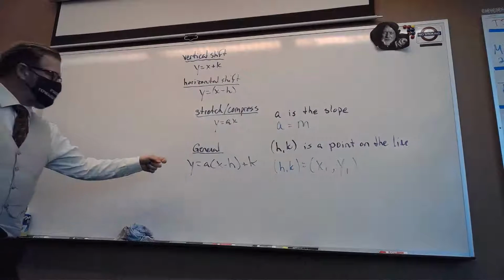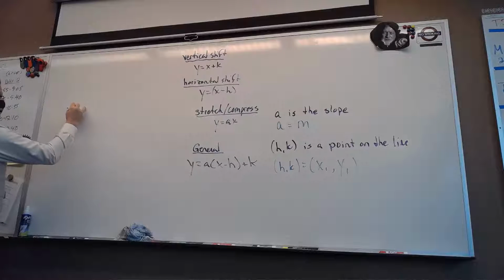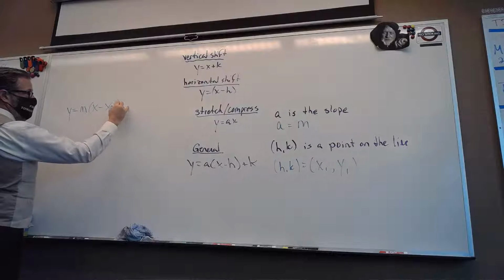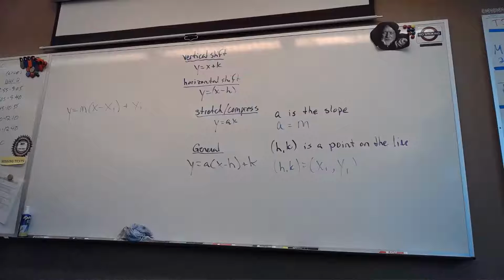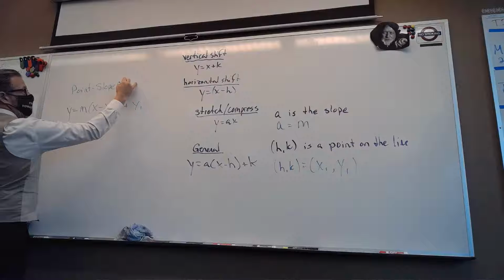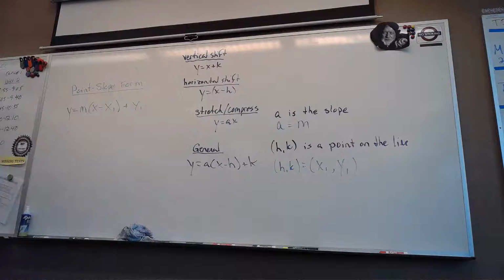And I can now rewrite the general equation of the line as y equals m times (x minus x1) plus y1, where x1 and y1 are some point on the line, and m is the slope of the line. This is called point slope form of a line. And here's the fun part.